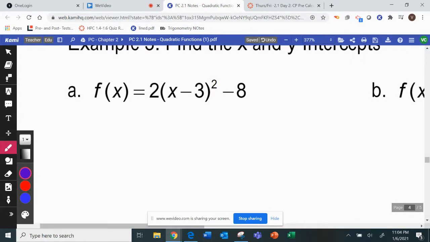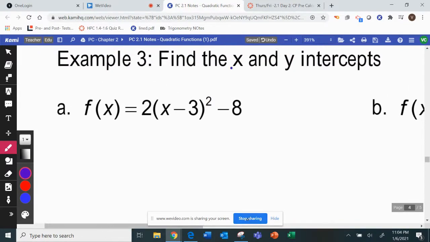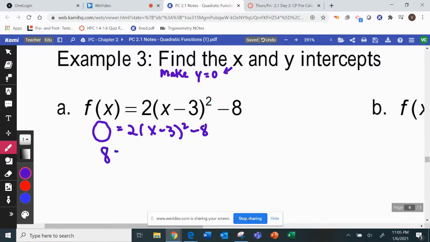To find, let's start with the x-intercepts. To find the x-intercepts, we need to make y equal to 0. And in this equation, y is the same thing as f of x. So I'm going to start by replacing f of x with 0. And then what I'm going to do is I'm going to peel away those layers until I can get x by itself. I'm going to isolate x. So add 8 to both sides. Then I'm going to divide by 2.